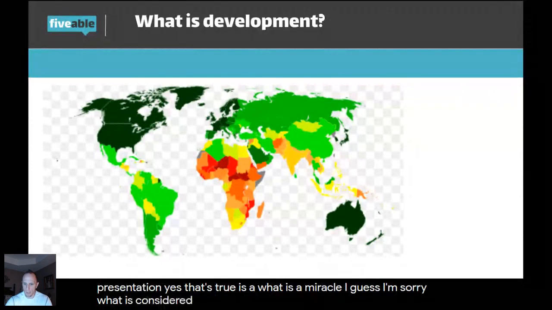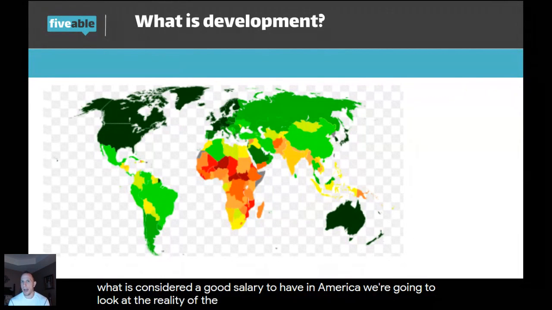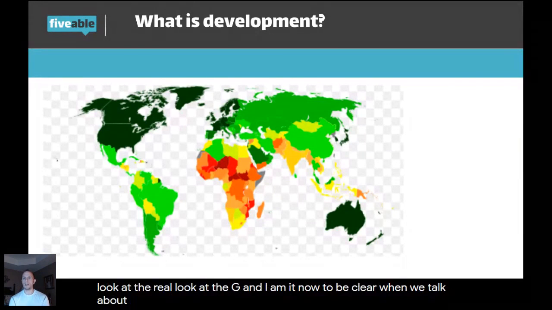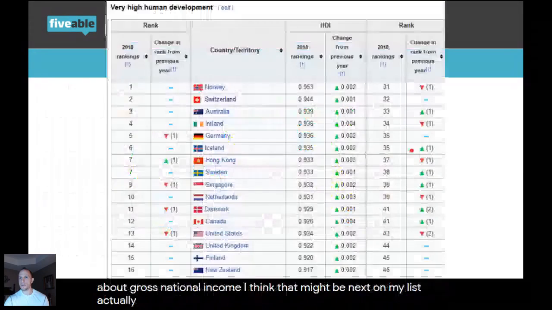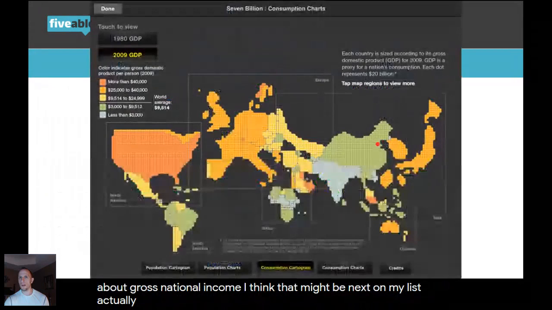What is considered a good salary to have in America? We're going to look at the GNI in a minute. Now, to be clear, when we talk about gross national income, I think that might be next on my list actually. No, let me go to it real quick.